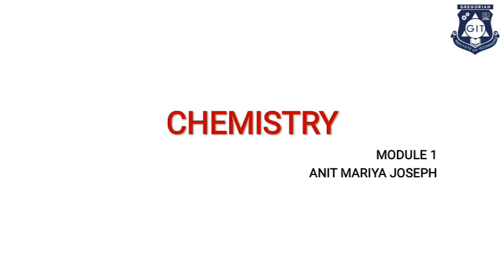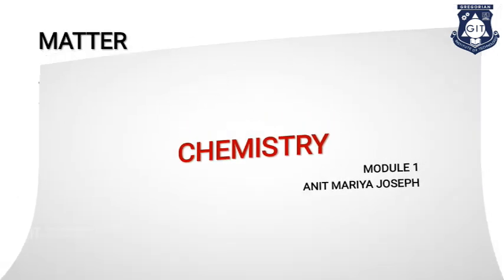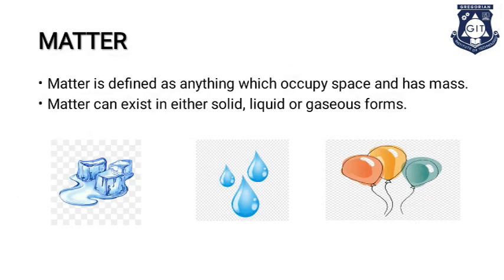Chemistry class. Today we are going to discuss a topic from the first module, atomic structure and chemical bonding. Let's start with matter. Matter is defined as anything around us which can occupy space and has mass. This matter can exist in different physical states. It can either be in solid state like ice cubes, or in liquid state like water droplets, or in gaseous state like oxygen, carbon dioxide, etc.